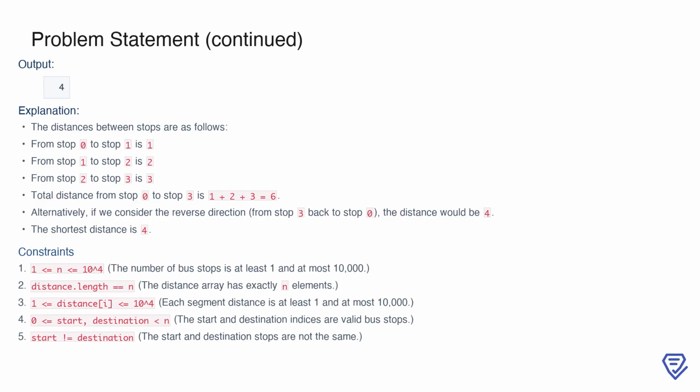In another example, let's take distance equals [1, 2, 3, 4], start equals 0, and destination equals 3. The distances along the forward path are as follows. From stop 0 to stop 1, the distance is 1, from stop 1 to stop 2, the distance is 2, and from stop 2 to stop 3, the distance is 3. Adding these together gives a total distance of 1 plus 2 plus 3 equals 6. In the reverse direction, traveling from stop 3 back to stop 0, the distance would be just 4. Therefore, the shortest distance in this case is 4, which is the output.